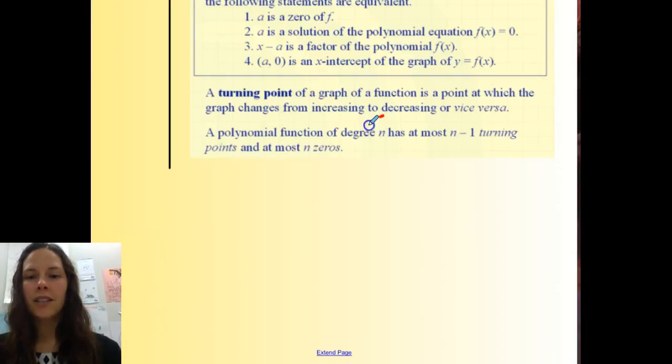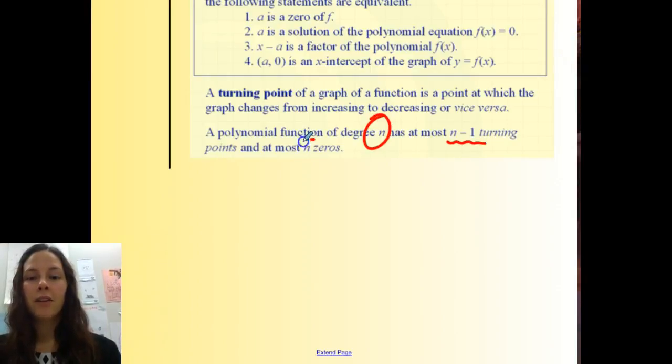Looking down here, it says if a function has a degree n, that's the highest power, then you subtract 1 from that, and that's how many turning points it could have at most. It doesn't guarantee it will have that many turning points, but that is the most it could have. For example, if a polynomial function has a degree of 5, it could have at most 4 turning points.